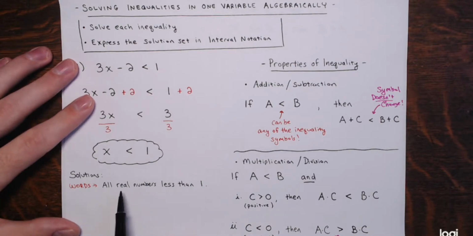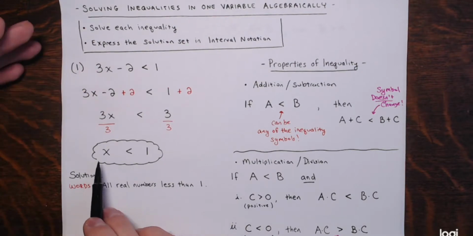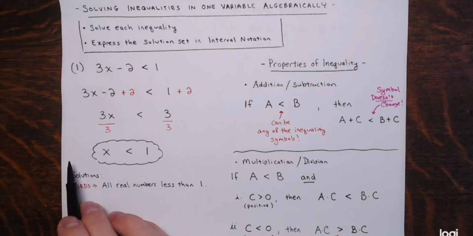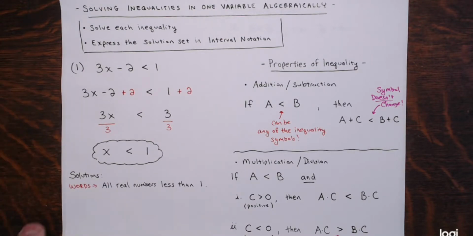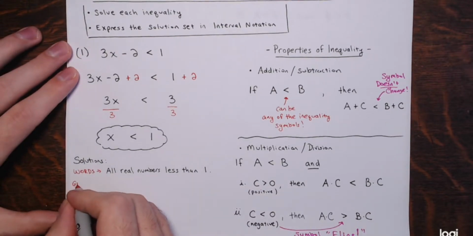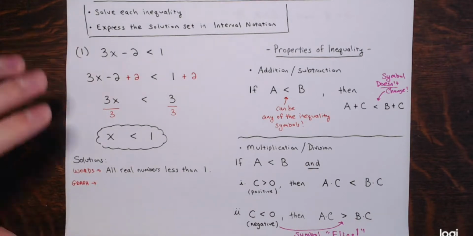Now all the numbers less than 1, like 0, -1, a half, 0.75, -1 billion. There are infinitely many numbers less than 1, but I can describe it in words. I can also indicate the solutions on a graph, a number line.